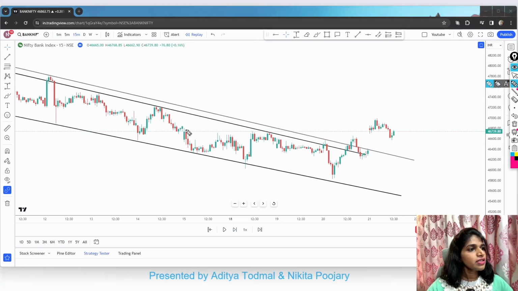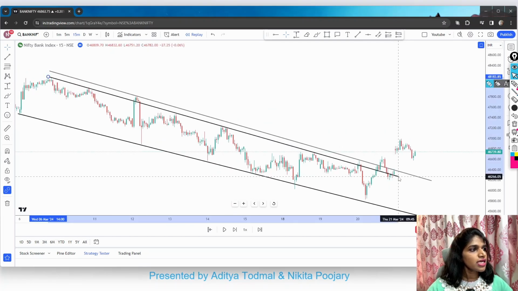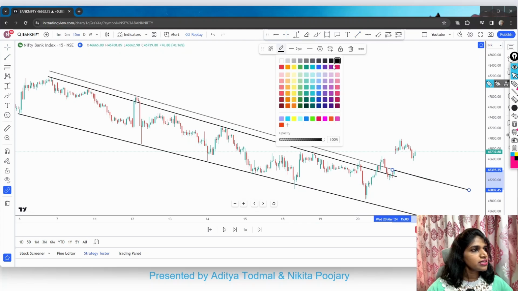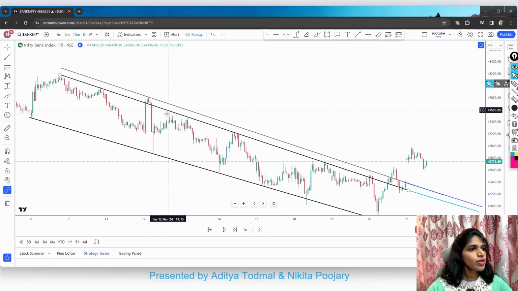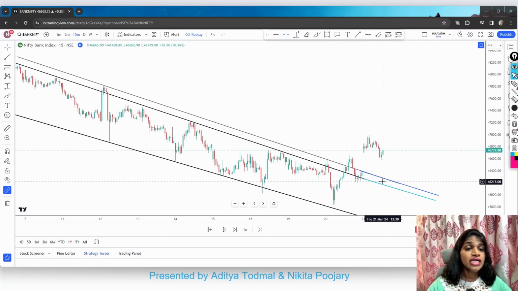Now remember, this entire zone which was acting as a resistance will now turn into a support, and I'll show you this by drawing a trend line only. I'll mark this in blue. Now this will act as a strong support, this particular zone, because erstwhile this was acting as a resistance. Now every time the prices come and touch here, somewhere around 46,300, 46,200 zones, this will act as a strong support.